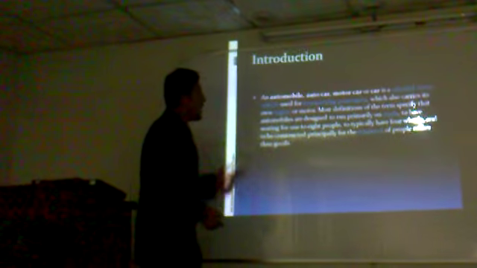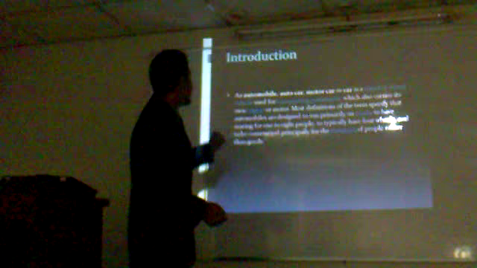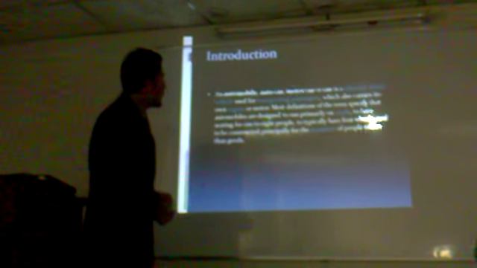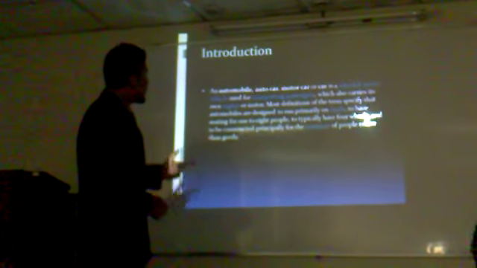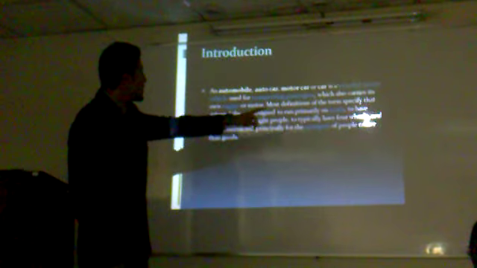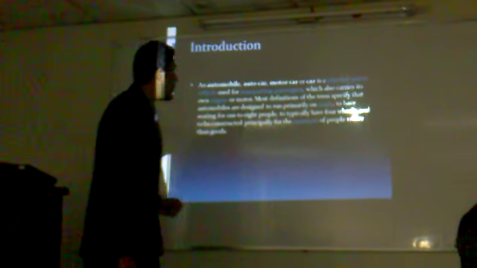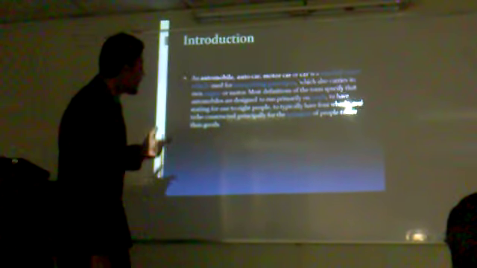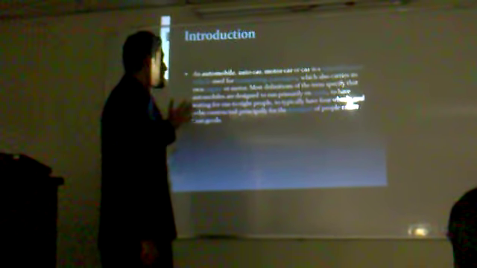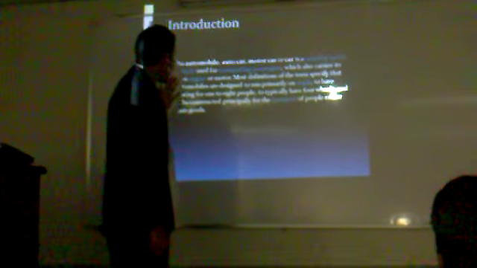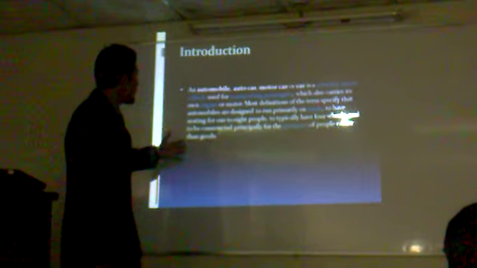Now let's see. An automobile or auto car is a wheeled motor vehicle used for transporting passengers, which also carries its own engine. Most definitions of the term specify that automobiles are designed to run primarily on roads, to have seating for 1 to 8 people. They are principally constructed for transporting people rather than goods.